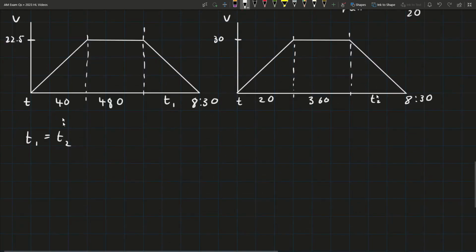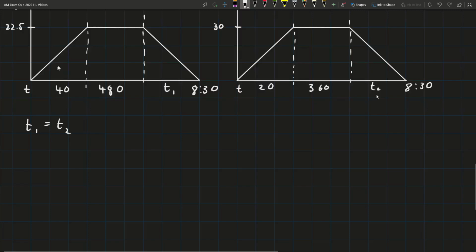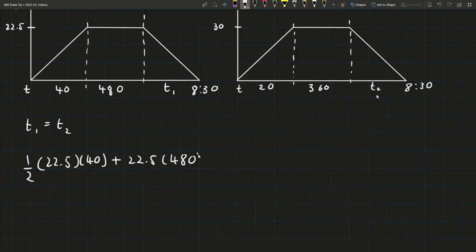T1 equals T2. Now the second fact is the distance she travels. It says she takes the same route, so the distance she travels is going to be the same both times. Remember, distance traveled is the area under the curve, so we can just calculate the area of each of these shapes. The first shape is a half times the base times the height, which is 22.5 times 40, plus a rectangle, which is base times height, 22.5 times 480, plus a half times 22.5 times T1, whatever that is.